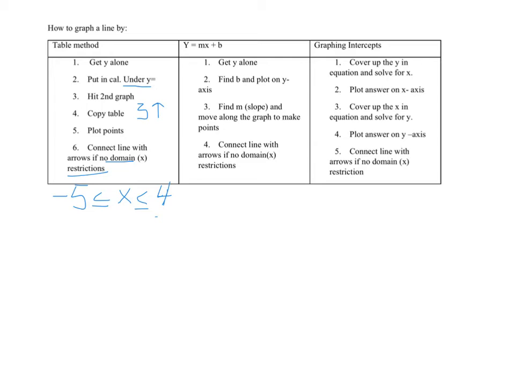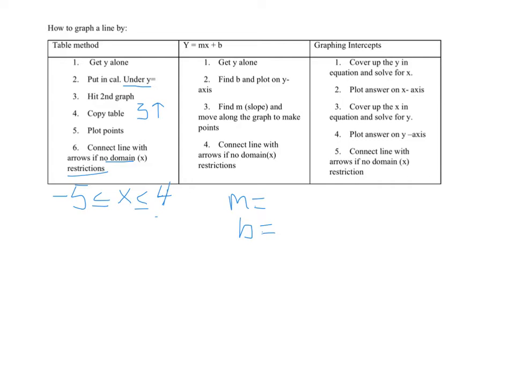Y equals mx plus b. Get y alone, find the b and plot it on the y-axis, find the slope, and move along the graph to make the points. Remember, when you're using the y equals and m equals and b equals, you have to say on your paper m equals, b equals. Connect the line with arrows if no domain restrictions.